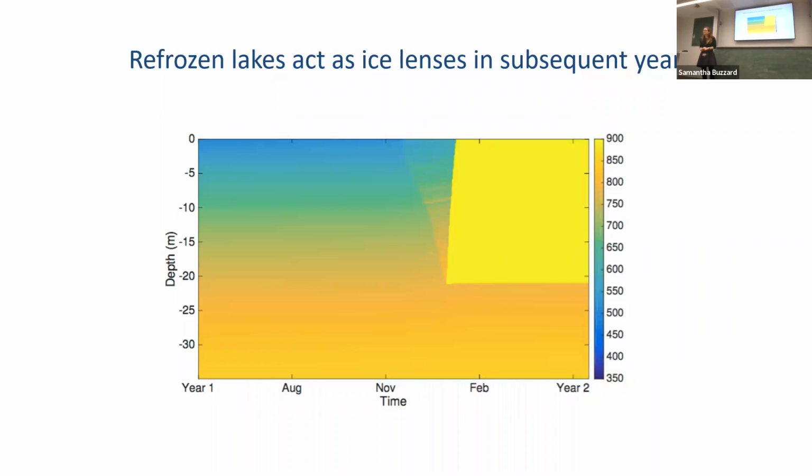Okay, and one of the findings, now that we can simulate lakes and look at them over lots of different years, is that refrozen lakes act as ice lenses in subsequent years. So as soon as you get one lake and it completely refreezes, what you're left with the next year is essentially a giant ice lens within the firn, which means that the following year, you don't need to saturate so much firn, you just essentially need to melt any new snow to form a lake. There's much less snow you need to melt. And that is shown in this plot.